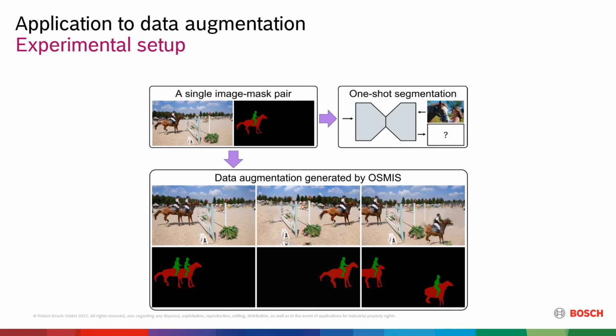The ability of OSMIS to edit backgrounds or change locations of objects is difficult to achieve by means of standard data augmentation, such as horizontal flipping, zooming, or image rotation. Therefore, the samples produced by OSMIS have a potential to serve as useful data augmentation.